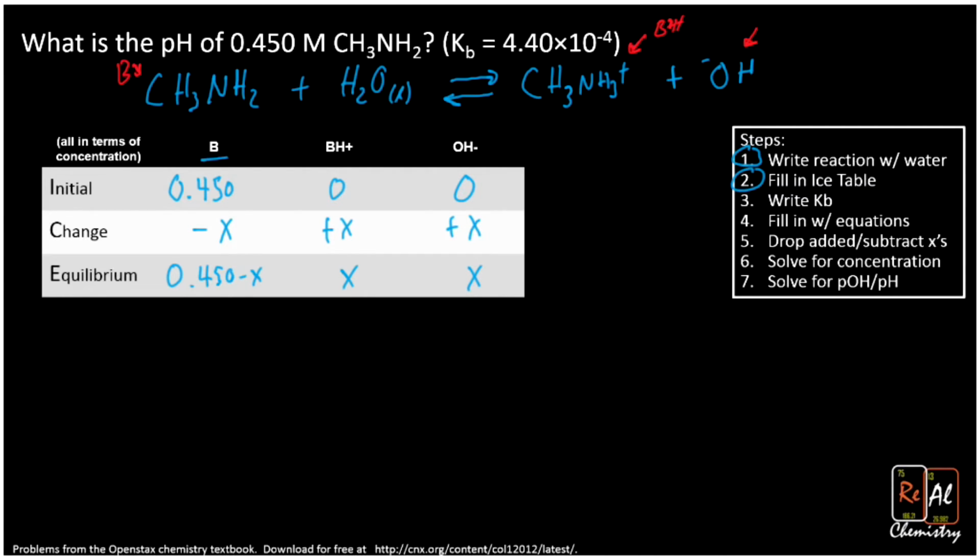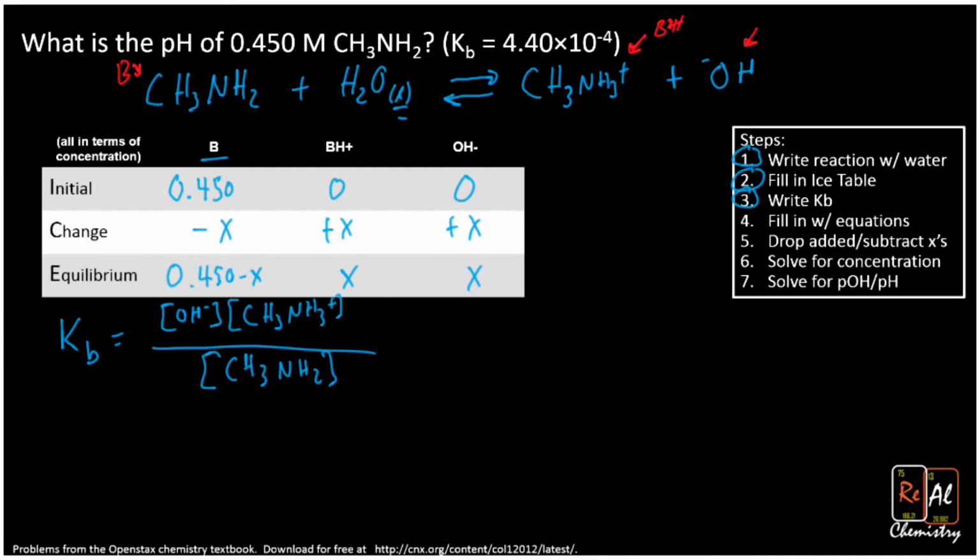Now I want to write my expression for Kb. So Kb, just like any other equilibrium constant, is products over reactants raised to their stoichiometric coefficients. So my products are OH- times my conjugate acid, CH3NH3+, all divided by my reactants. Now I don't include water. Why? Because it's a liquid. So just like I said a few seconds ago, the liquid state of water is important. That means it's not included in our equilibrium constant.